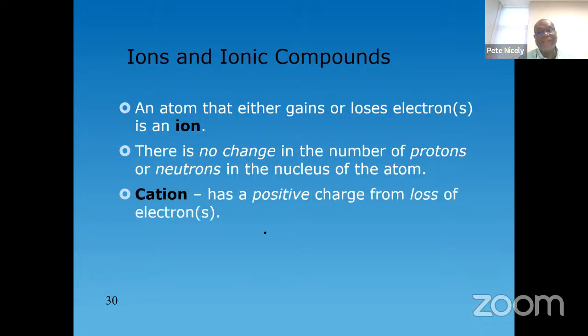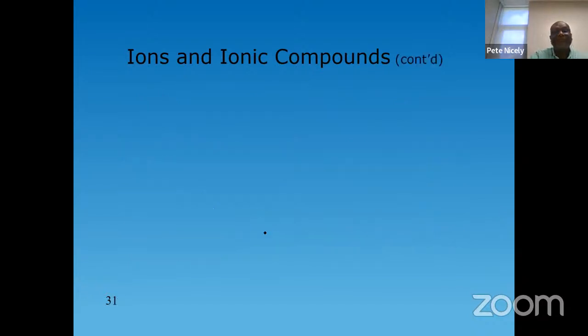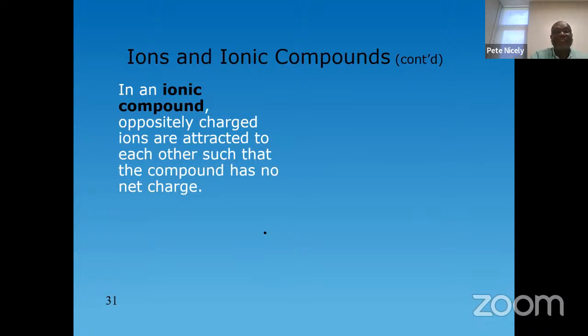Now, if you have electrons being lost from an atom, then the resulting ion will have a positive charge and it's called a cation, all right? On the other hand, if an atom gains electrons, then it will end up with a net negative charge, and this ion is called an anion, all right? So those are the types of ions that we'll be dealing with.